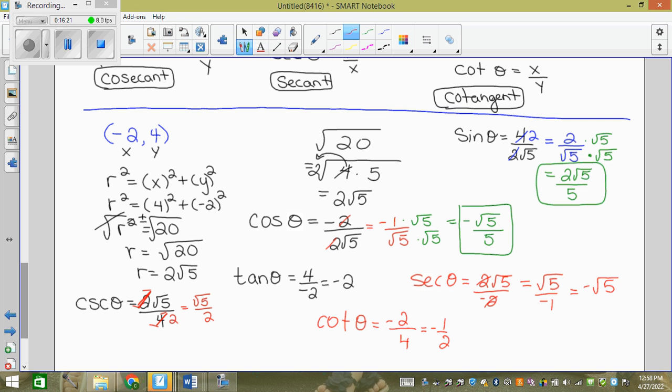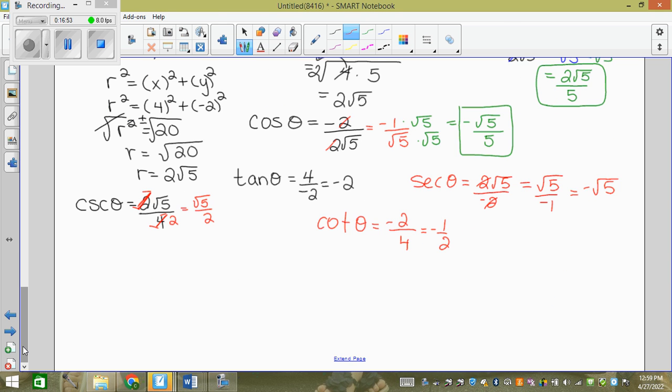Okay. So what we've noticed when we've done all of these is actually what happens is if we find sine, could we not just flip sine and get cosecant? If I did that here, though, if I flipped sine and then got cosecant, I would actually make my life harder because it would be 5 over 2 root 5, and then I'd have to rationalize it. So in some instances, it's not faster to do that. But you can.